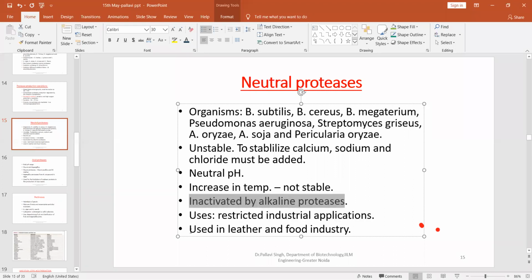And if I talk about the type of proteases which are used most in leather and food industry, they are the neutral proteases, not the acid and alkaline ones. So these industries, leather and food industry, have maximum usage of neutral proteases.